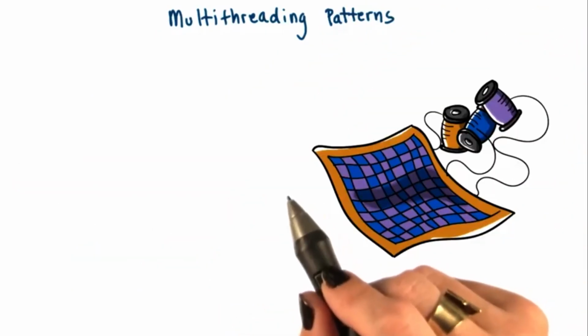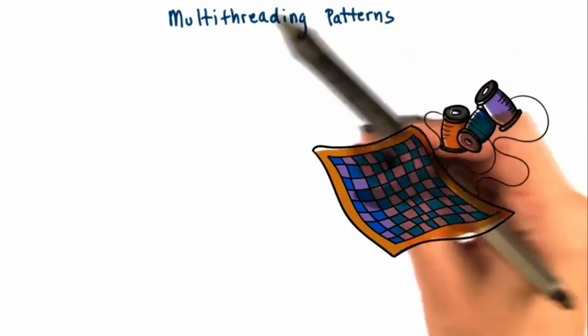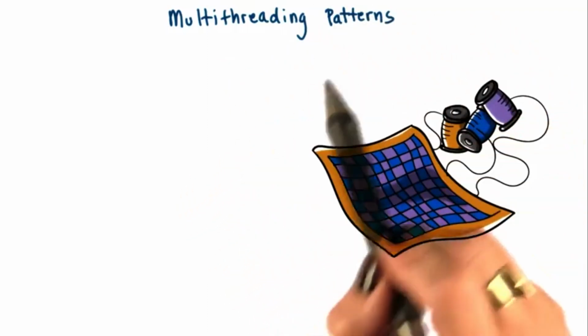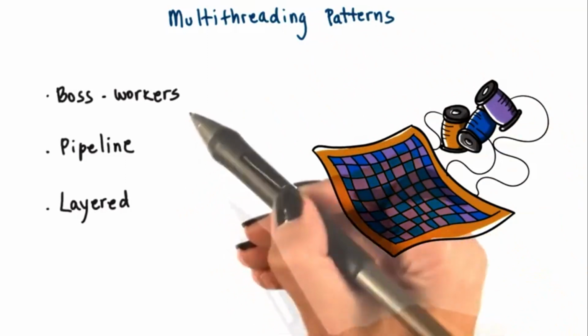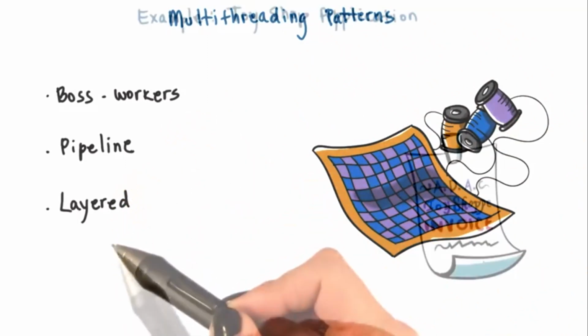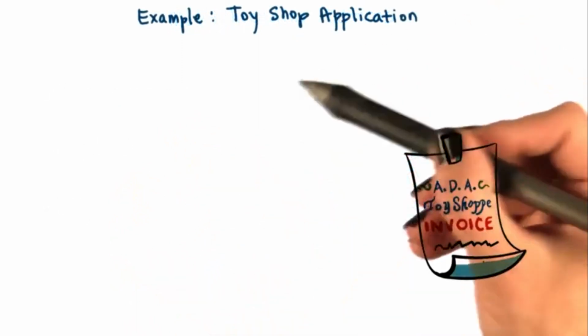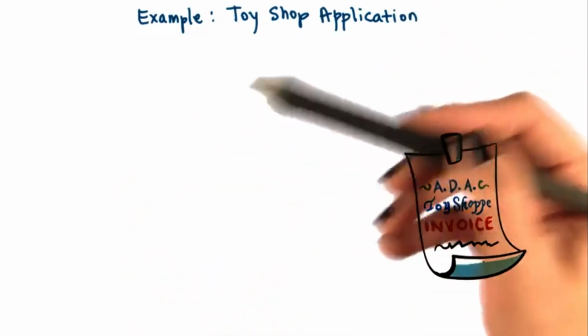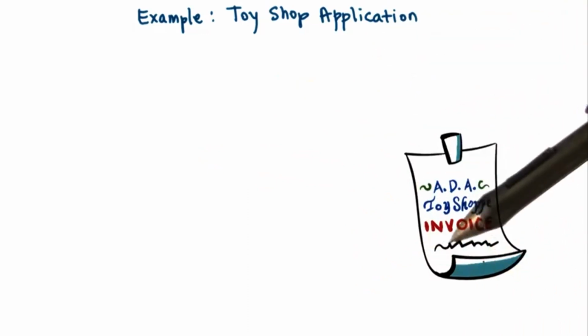Before we conclude this lesson, let's discuss some useful multithreading patterns for structuring applications that use threads. We will look at the boss-workers pattern, the pipeline pattern, and the layered pattern. Before we start, let's take a look at the toy shop application. We will describe these patterns in the context of this application.